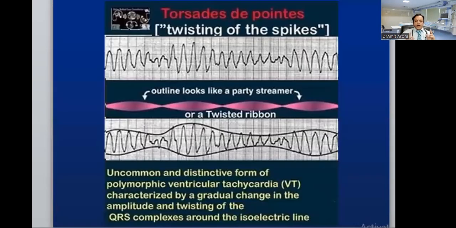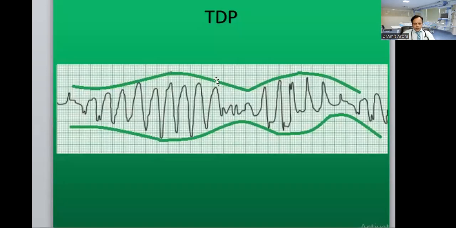One of the most important and malignant forms of VT is Torsades de Pointes. What happens here is that the axis changes by 180 degrees after every few spikes. After a few spikes, it changes. So it gives a ribbon-shaped or twisted ribbon appearance over here, twisted like this. So you can see Torsades de Pointes.